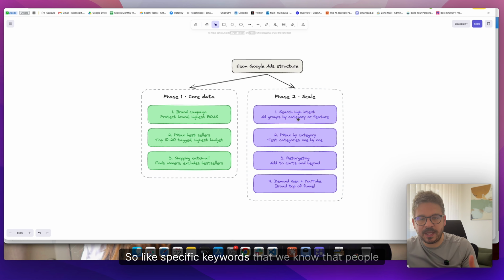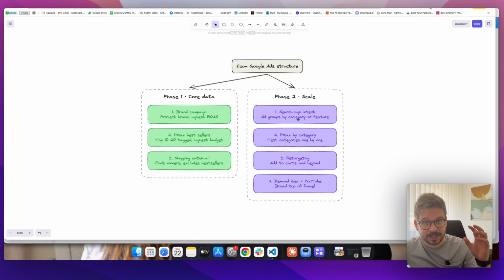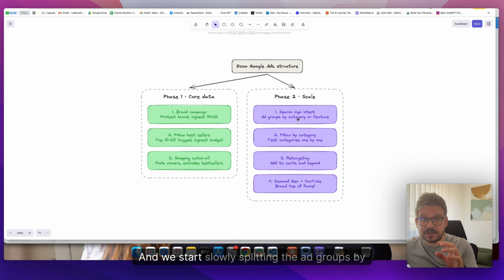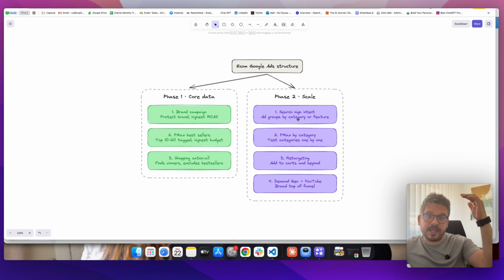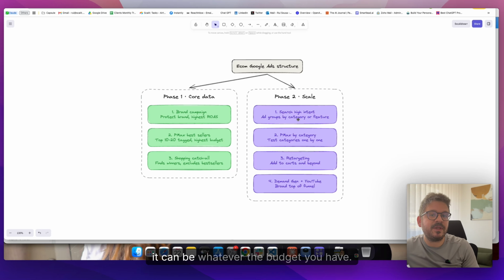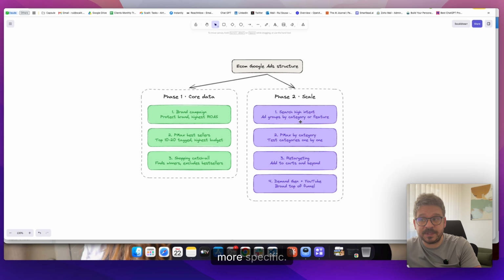So like specific keywords that we know that people looking for want to buy a specific product. And we start slowly splitting the ad groups by categories, right? It can be as general as outdoor, indoor lighting, or more specific, like ceiling lamps, lampshades, table lamps, whatever the budget you have, right? But that's what we start to do, just to be more narrow, more specific.